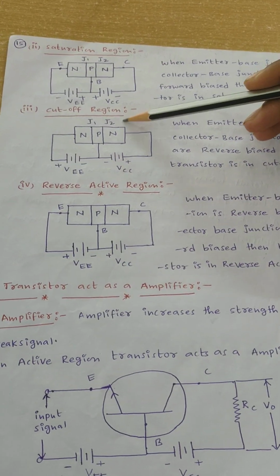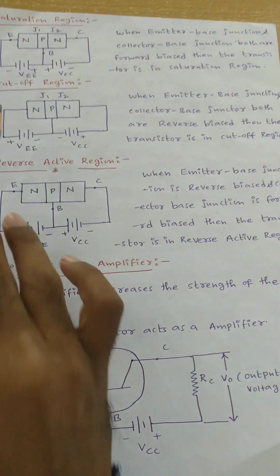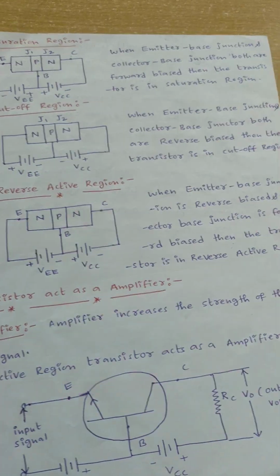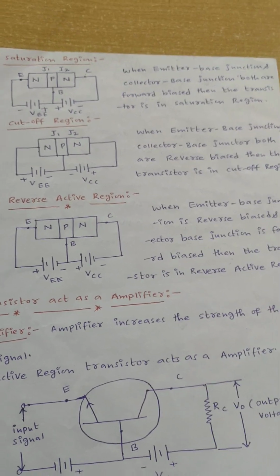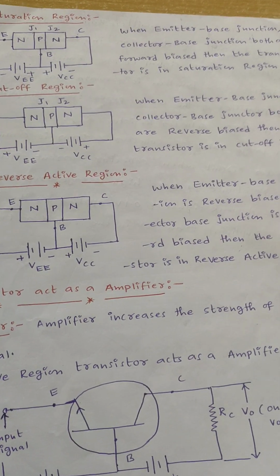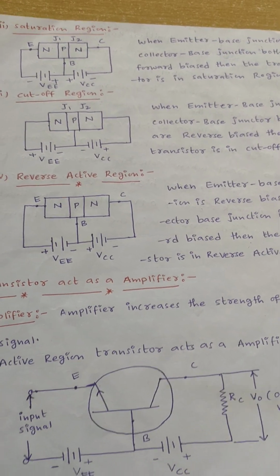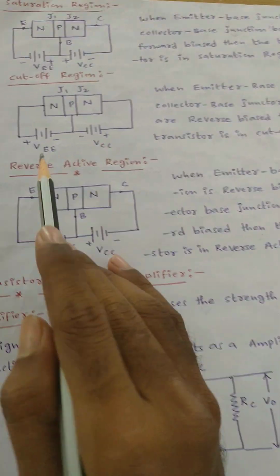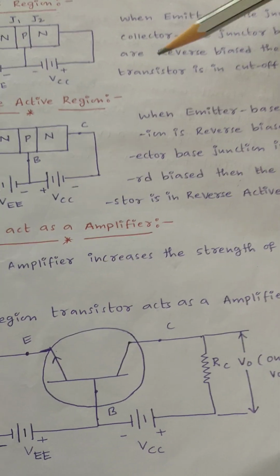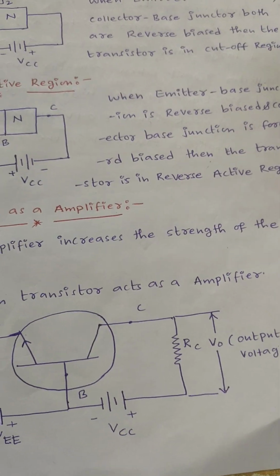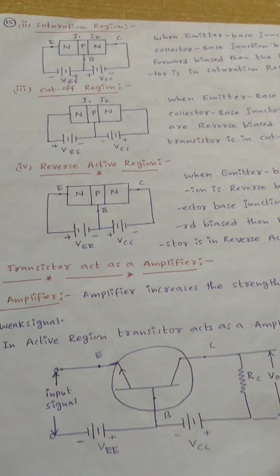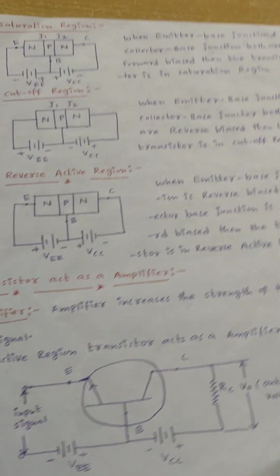Next, the cutoff region. In the cutoff region, junction J1, that is the emitter base junction, and the collector base junction are both in reverse bias. Then the transistor is in the cutoff region, and it acts as an open switch. Next, the reverse active region. As the name itself says, it is opposite to the active region. That means the emitter base junction is in reverse bias and the collector base junction is in forward bias. That is about the operating regions of a transistor.